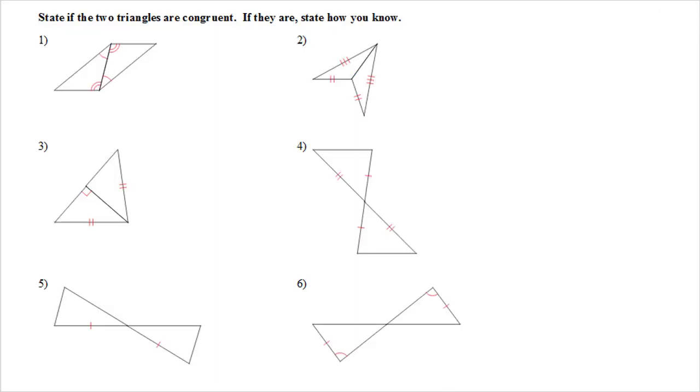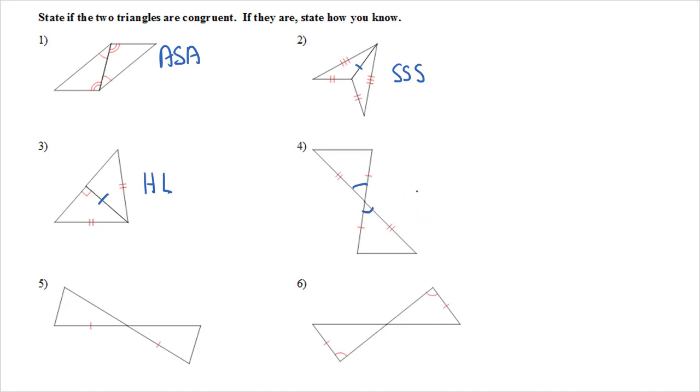Okay, let's do some problems. State whether the two triangles are congruent. If they are, state how you know. So I have angle, side, angle. Here, that common side is congruent. This is side, side, side. This has a common leg. So our hypotenuse, leg.